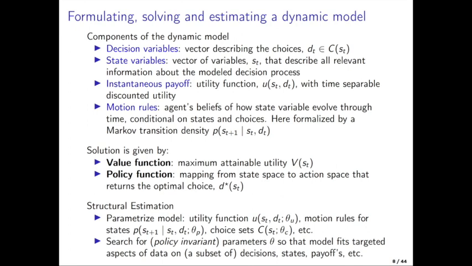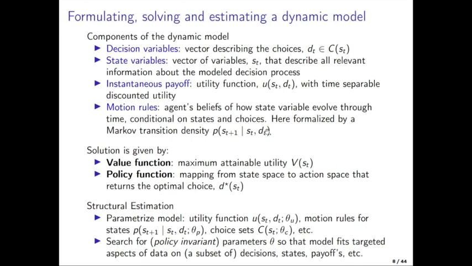Well, is that really a restriction? That we're looking at a first order Markov process? Not really, because if there was a second order Markov process, then you'd start to include more state variables, like the lags of the state variables that you have to begin with. Anyway, we formalize this by this Markov transition density that we call P, of S t plus 1 given S t and D.